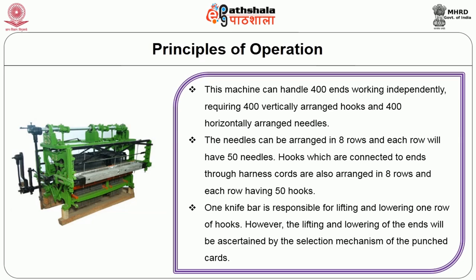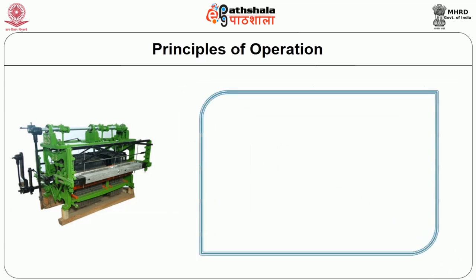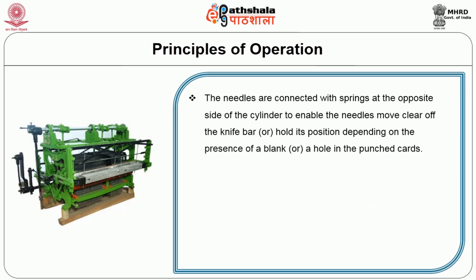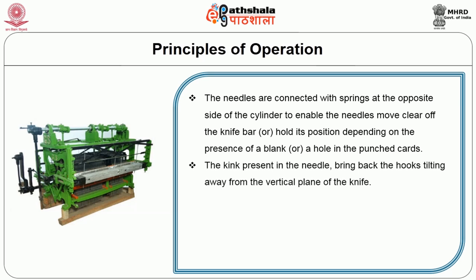However, the lifting and lowering of the ends will be ascertained by the selection mechanism of the punch card. The needles are connected with springs at the opposite side of the cylinder to enable the needle to move clear of the knife bar or hold its position, depending on the presence of a blank or a hole in the punched card. The nick present in the needle, a small bent portion which is encircling the needle, will bring back the hook which is tilting away from the vertical plane of the knife.